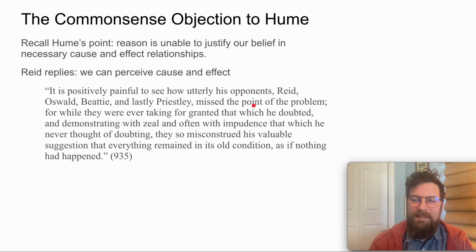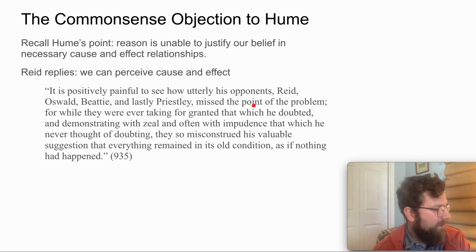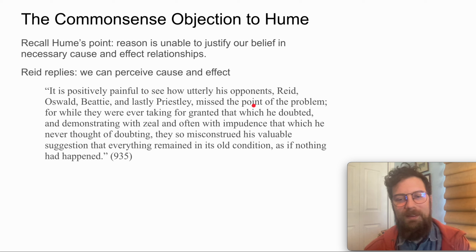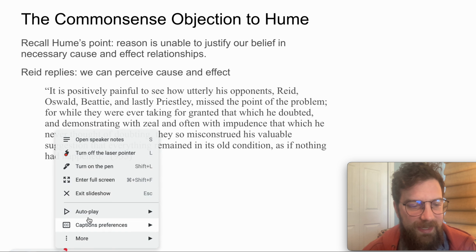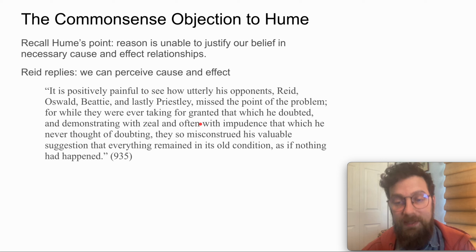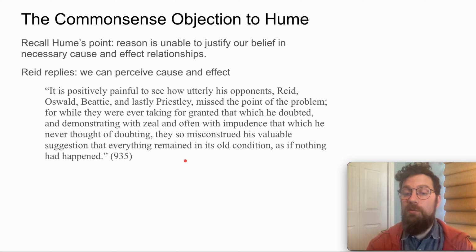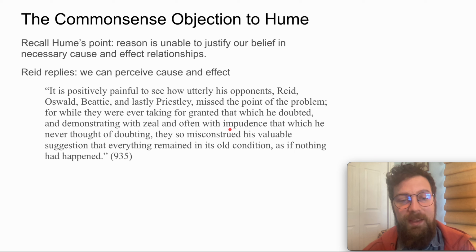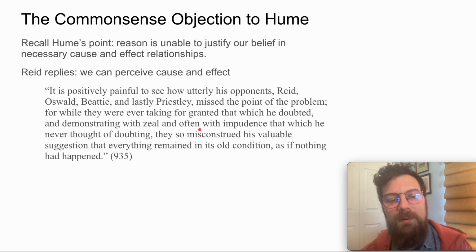Now, here's how Kant responds to this sort of response from Reid, which basically says, look, common sense says there is cause and effect in the world, and we can know it. Kant tells us that it is positively painful to see how utterly Hume's opponents, Reid, Oswald, Beattie, and lastly Priestley, miss the point of Hume's problem. For they were ever taking for granted that which he doubted, and it seems like Hume is doubting things like the reality of substance, but also that we can know cause and effect relationships with certainty. They were demonstrating with zeal and often impudence. Impudence sort of means disrespect, especially of a student to a teacher. So they were trying with impudence that which Hume never thought of doubting.